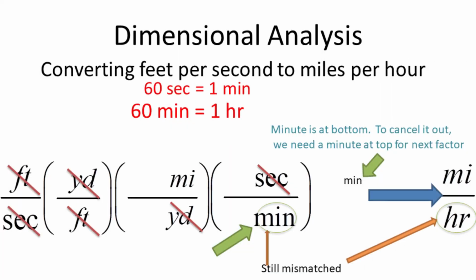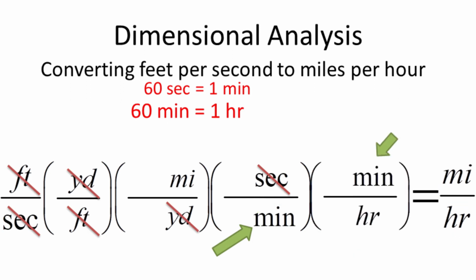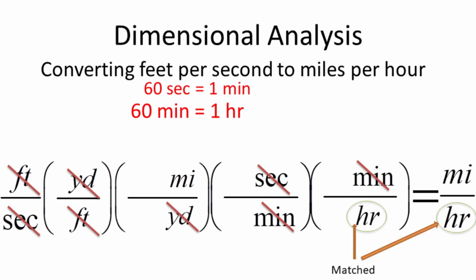Okay, so now we've got to cancel the minute on the bottom with the minute on top for the next factor. So we throw in the factor that's minute over hour. And now we make our linkage to hour. The minutes canceled out, which is what we want. And so now let's check. What are the units we made? Hours versus hours.